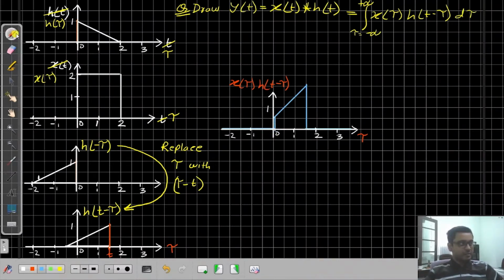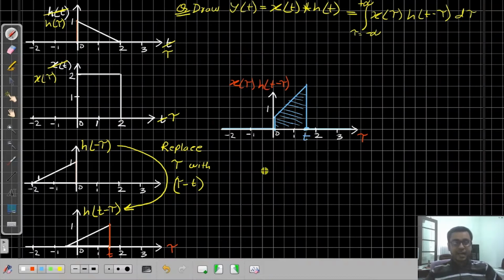Okay, and then this is the product. This is the time t. Now the next thing that we have to do is to integrate this signal, or to calculate the area under this curve, and that will give the value of y(t) at this particular time instant.